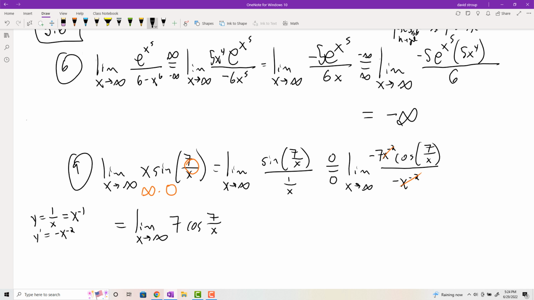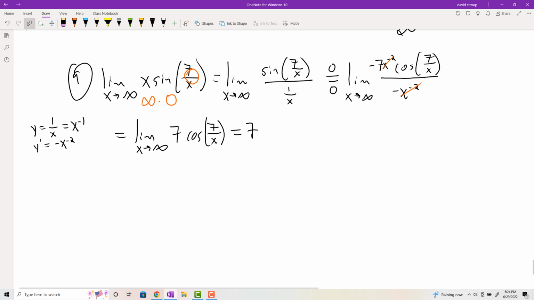And then you could just evaluate it by evaluating first 7 over x. That will turn into 0, and then cosine of 0 is 1. So you would have 7 times 1, which is 7. Okay, so I'm using a lot of stuff that we learned in the videos. Basically, L over infinity is always going to be 0. L over 0 is always going to be either plus or minus infinity, and you have to do a test value to figure that out.